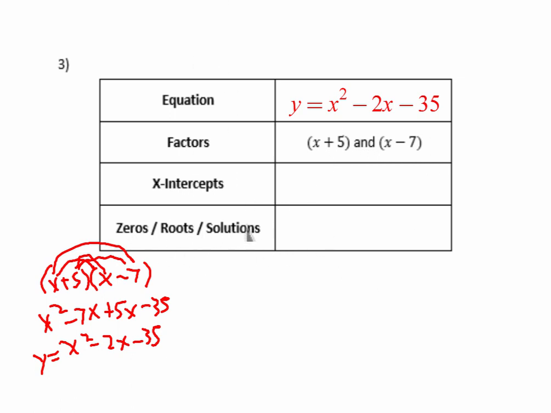For my zeros, roots, solutions, well, I just want to take the opposite of what I see here. So if that's a plus 5, it becomes minus 5. And then if that's a minus 7, then it's positive 7. So that my roots are at negative 5 and positive 7. And then for my x-intercepts, I just make those into ordered pairs with 0.